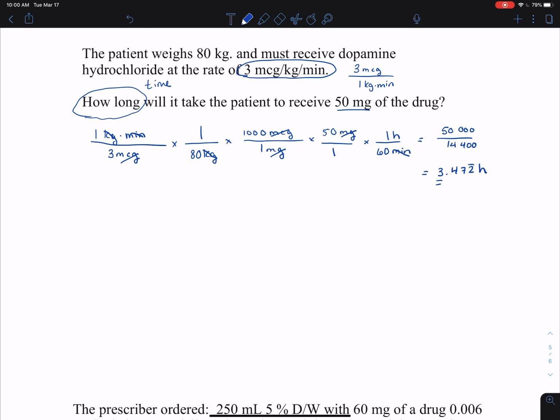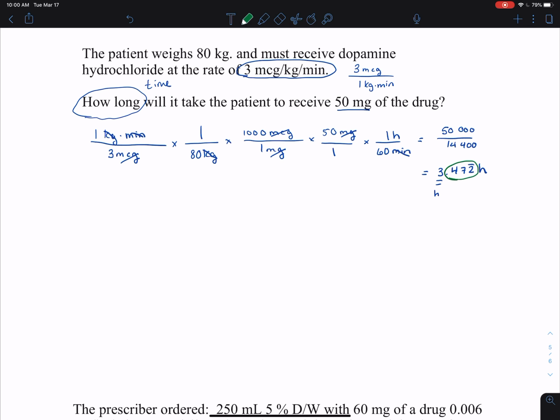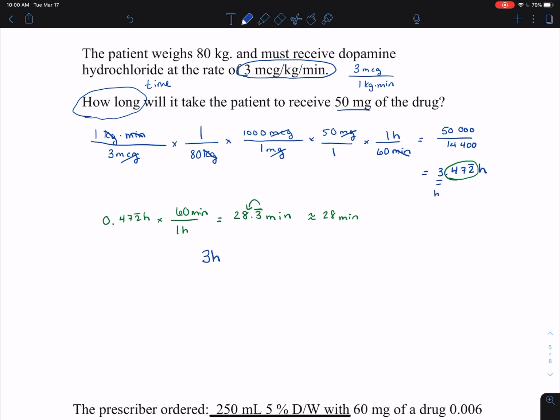Now we know we won't answer as that. So the 3 is going to remain the hours portion. And I'm going to take this decimal part of the answer and find the minutes. So I'll take that 0.472 repeating hours and use my dimensional analysis to convert it to minutes. When I do that multiplication, I find that I have 28.3 repeating minutes. We know we don't use that decimal part, so when I round, I know that I'll say that it's about 28 minutes. So for our final answer, the patient is going to take 3 hours and 28 minutes to receive 50 milligrams of this drug.